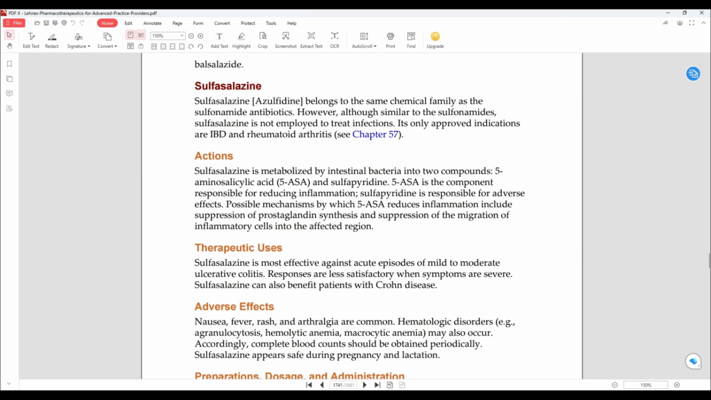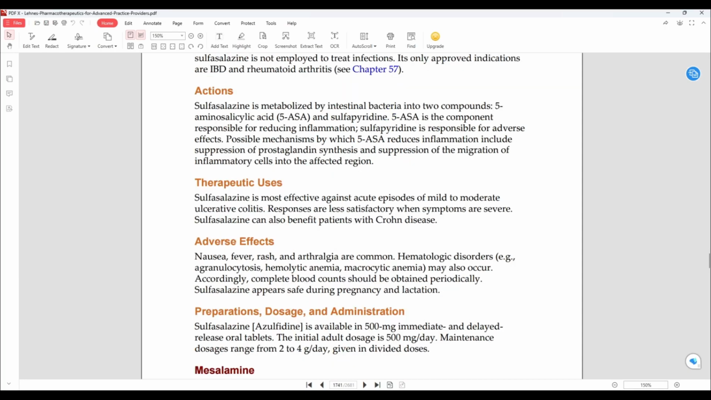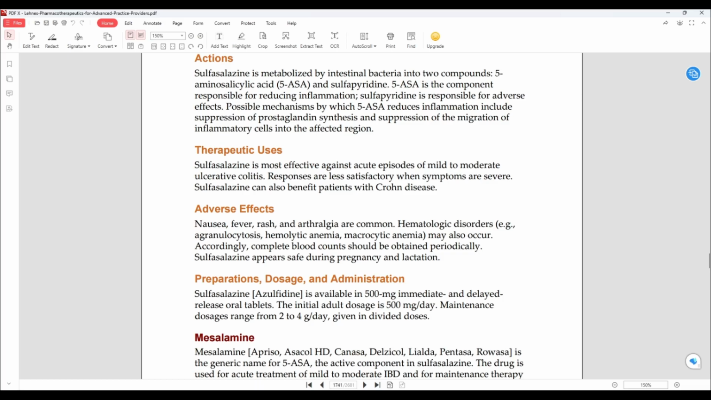Starting off with the first, sulfasalazine. Sulfasalazine, also known as Azulfidine, belongs to the same chemical family as the sulfonamide antibiotics. However, although similar to the sulfonamides, sulfasalazine is not employed to treat infections. Its only approved indications are IBD and rheumatoid arthritis. So we'll discuss that more in chapter 57.